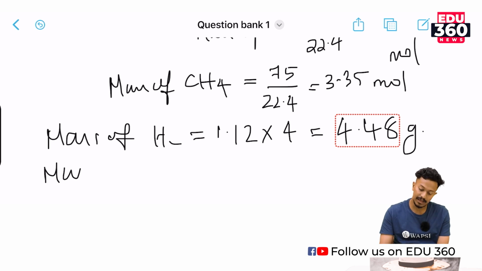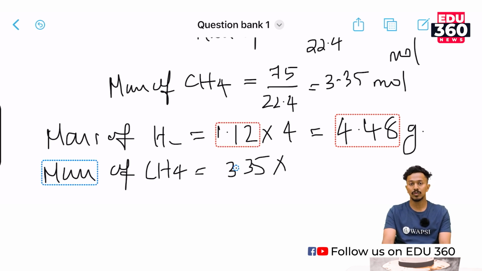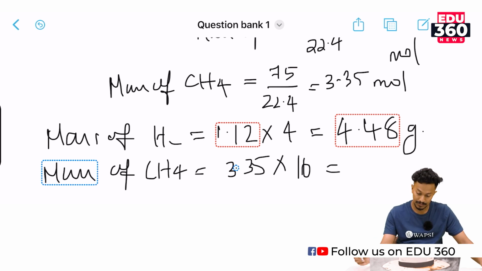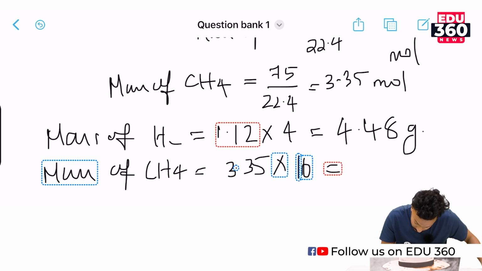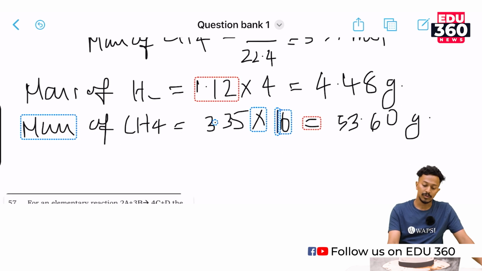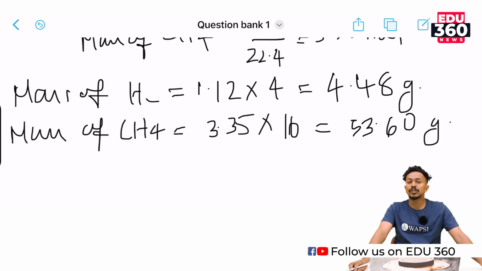Mass of methane is given by 3.35 mole into, what is the molecular mass of methane? It is actually 16, 12 plus 4 hydrogen, 16, which is 53.60 gram. So we have to find out the mass percentage of methane.